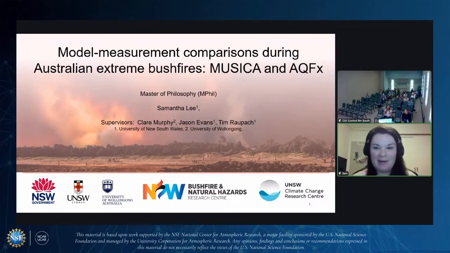Good morning, everyone, and thank you so much for having me today. I'd like to share with you some initial observations on some work I'm doing relative to Australian extreme bushfire events and comparing those to some models.